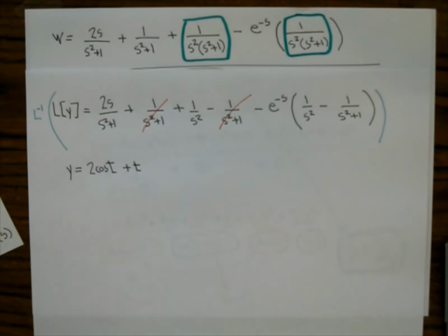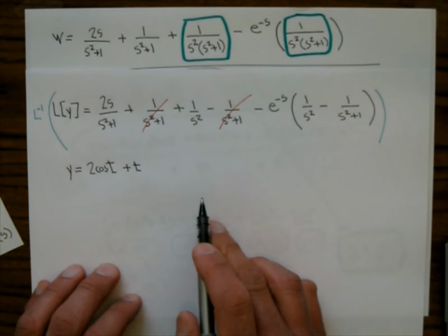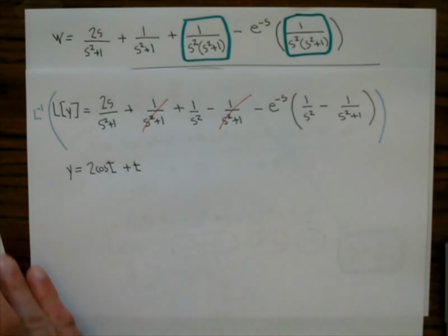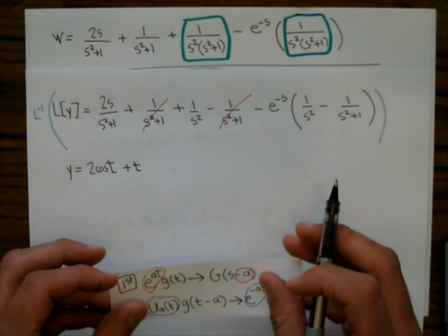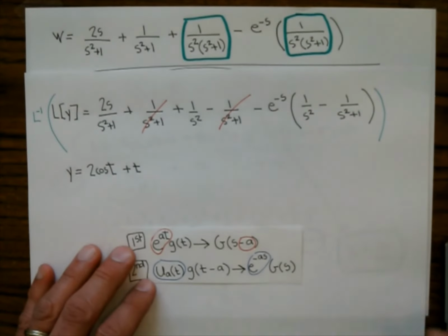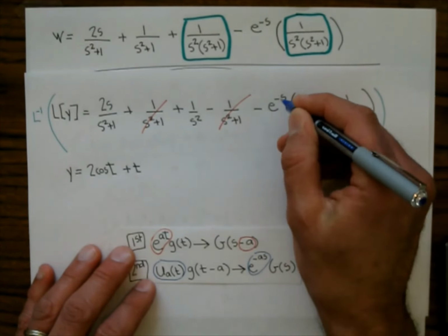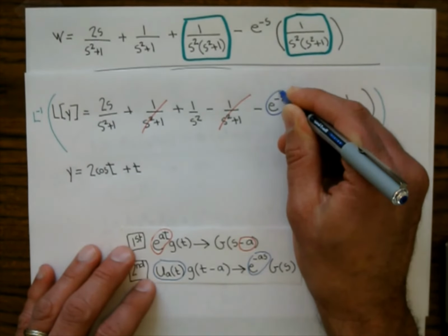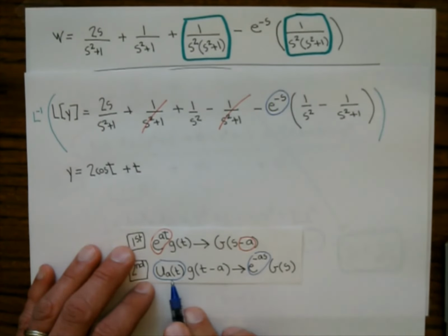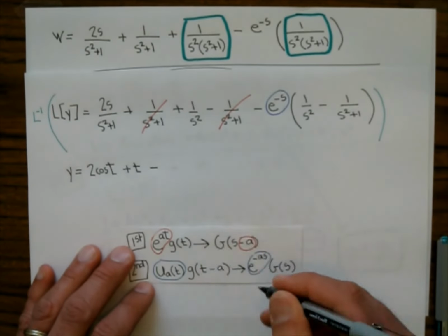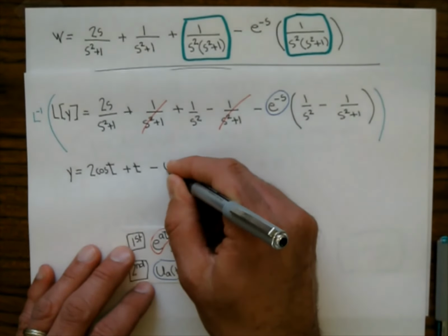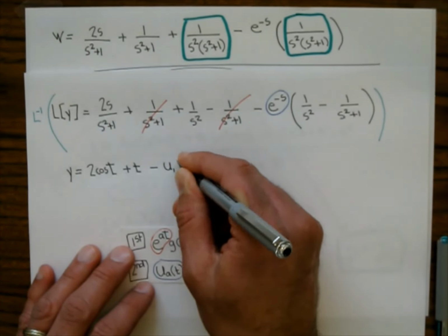Okay, and then we have this fun part right here. So let's go ahead and bring up the second shifting theorem. I'm taking the inverse transform of this, and look what I have. That tells me the second shifting theorem. I'm going back, so that's going to become a u sub 1. So this is minus u sub 1 of t.